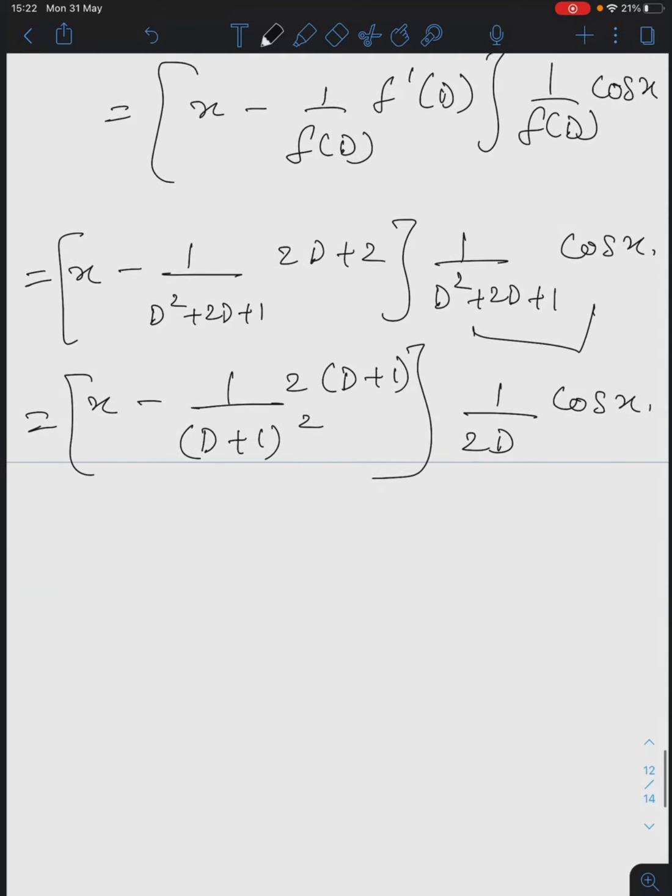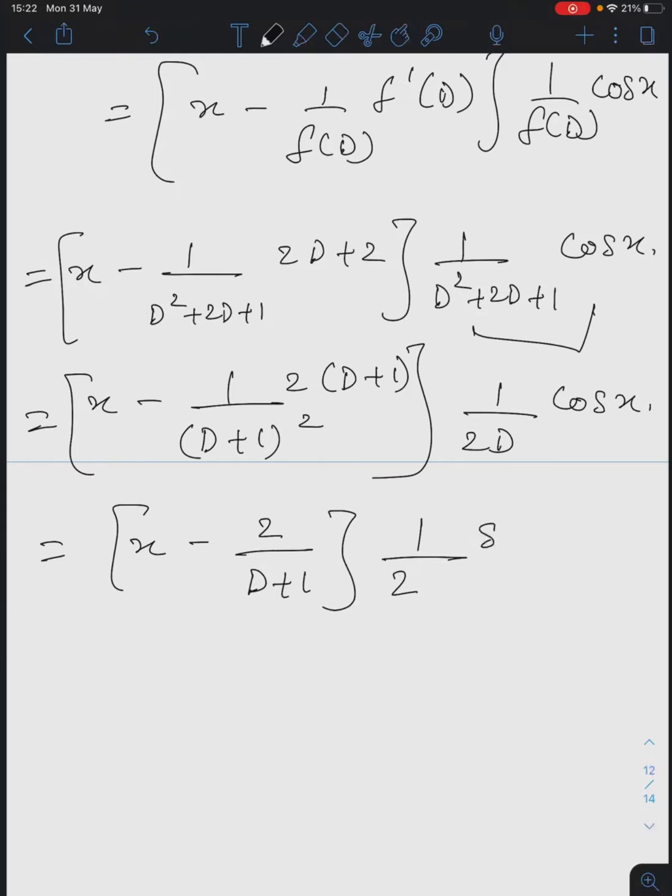Yes, miss. So this is again x minus, okay, 2 as it is. One of the D plus 1 will be cancelled, you will have D plus 1 only, this whole thing. 1 by 2 as it is. Now you are applying 1 by D on cos x. So when you apply 1 by D on cos x, what will you get? 1 by D means you just need to integrate it. So you will get sin x.